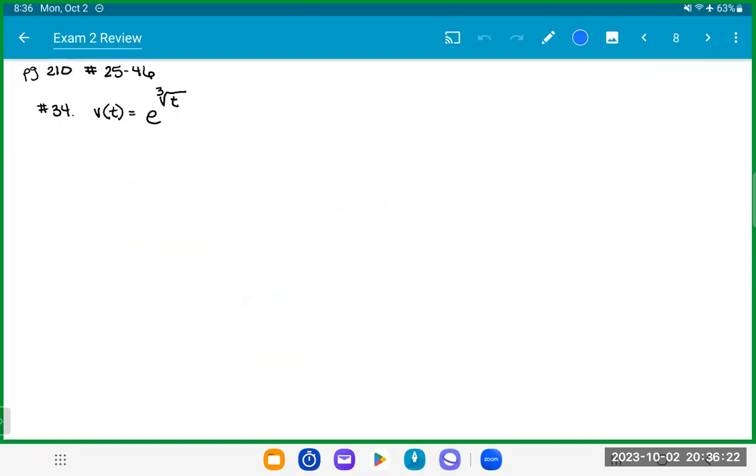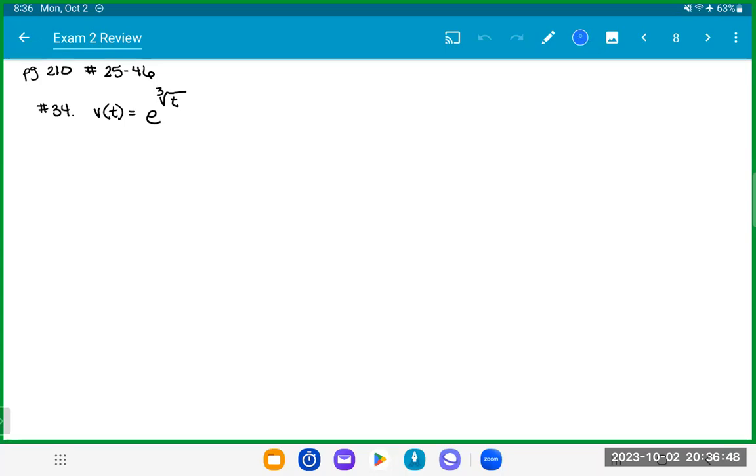All right. So this next problem, we have page 210. It's similar to questions 25 through 46 in the textbook. This one is number 34. I chose it because it's a little more complex than probably what you would see on the exam, but it's always good to see those put into practice.